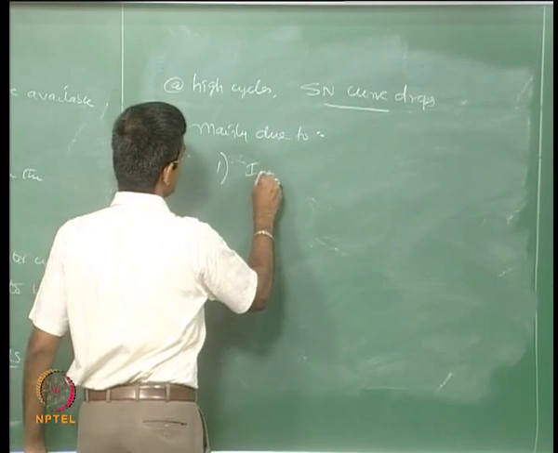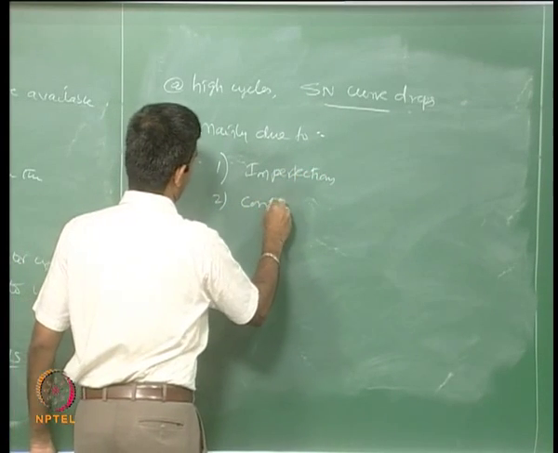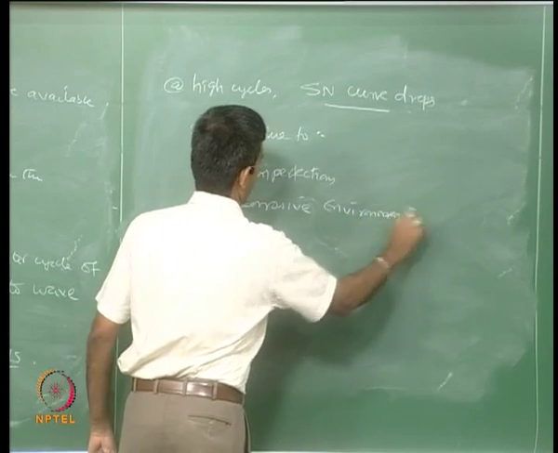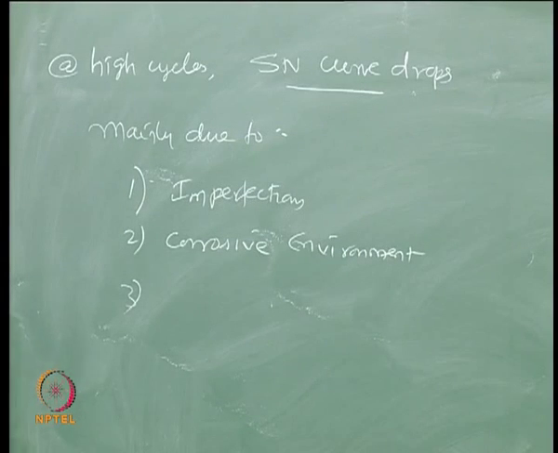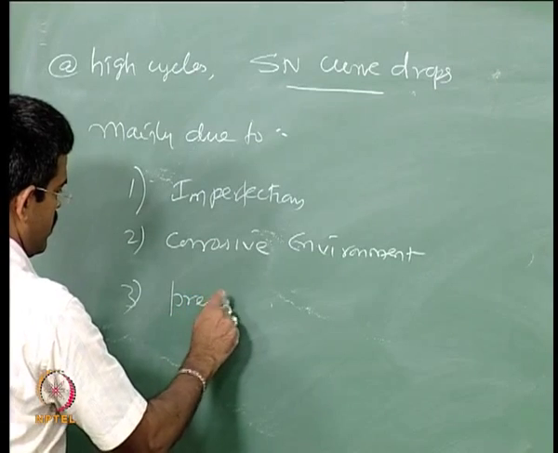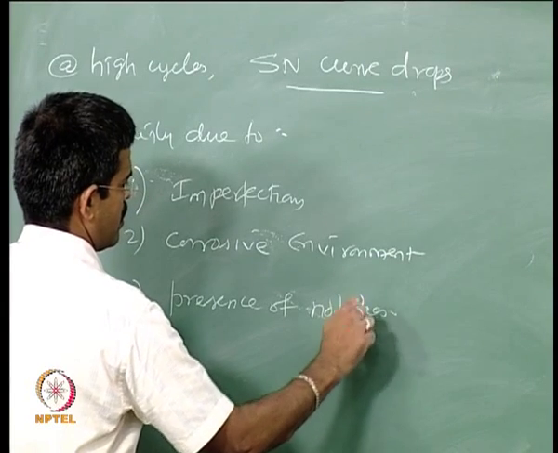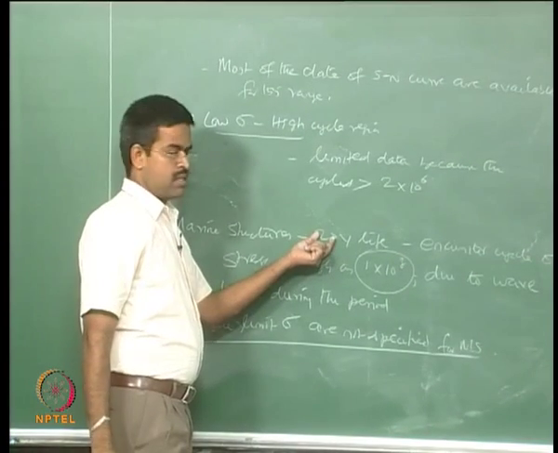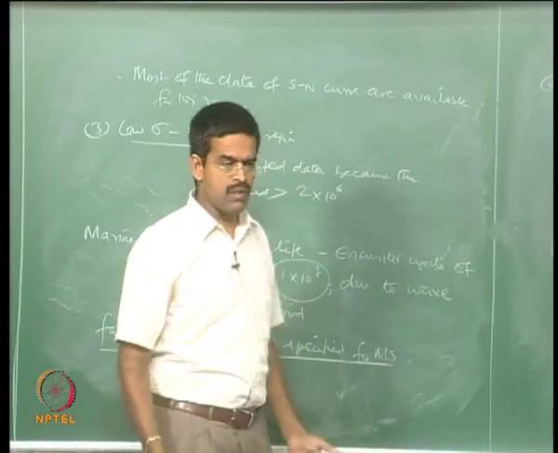imperfections, corrosive environment, presence of notches. Now due to these imperfections and in the design life, the structures are subjected to high stress cycles where the SN curves family is not available.